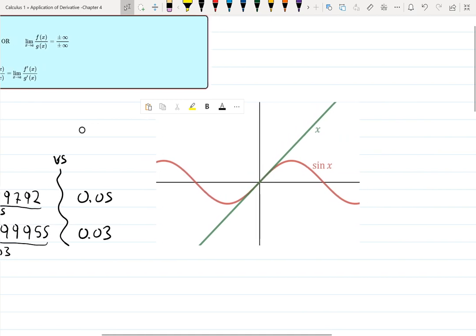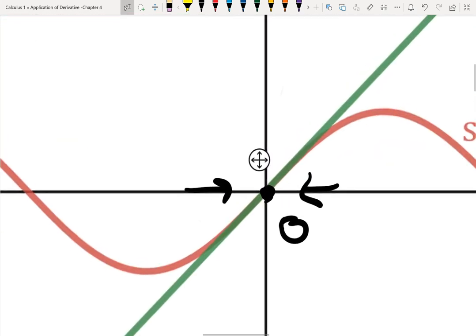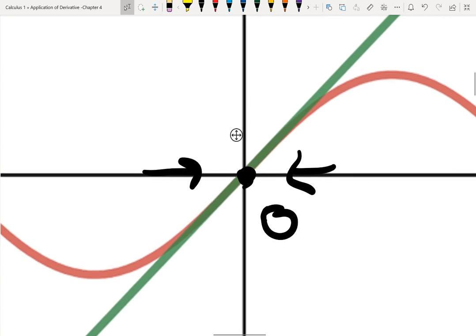This is the graph of y equals x and y equals sine x, green and red. And then the idea was we're checking what's happening when x approaches 0 from both sides. We could zoom in as much as my computer allows me, and then see what's happening there around 0. And around 0, it seems like the green line and the red curve basically become the same.